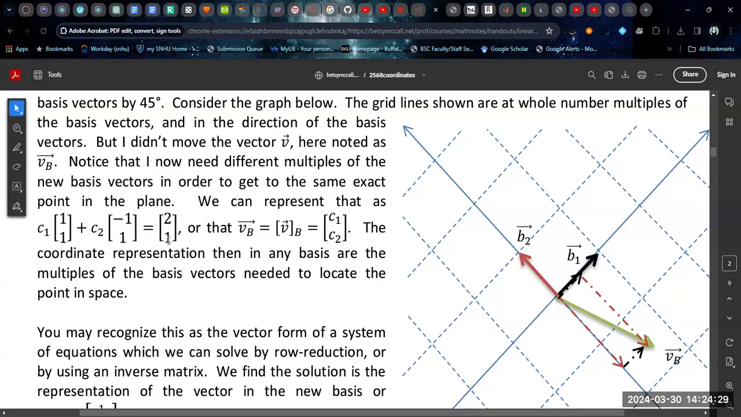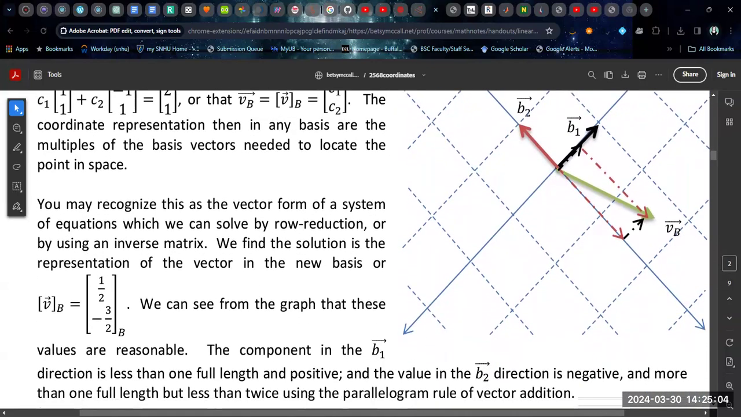Now, I'm actually missing a minus sign in this expression right here. But if I want to solve for C1 and C2, I'm essentially setting up a system of equations. What do I have to multiply (1, 1) by? And what do I have to multiply (-1, 1) by in order to arrive at this same destination, (2, -1)? So if I solve this system, then I will get the vector representation in this basis. But that's just a vector form of a linear equation.